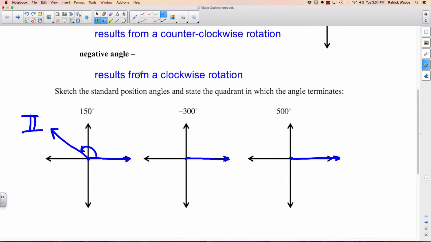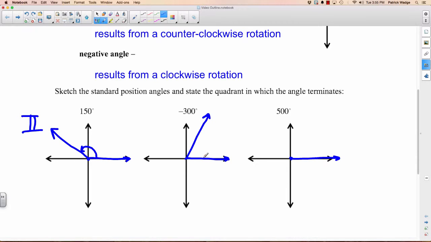Okay, negative 300. Negative, so we're going to be moving this way. If I go to here, how much have I gone? I've gone negative 90. If I go to here, how much have I gone? Negative 180. If I go to here, how much have I gone? I've gone negative 270, so not quite enough. If I go all the way around, so I end up back here, how much did I go? I did a full 360. So we want more than 270 but less than 360. So it's close to the 270. It's probably somewhere up like that.